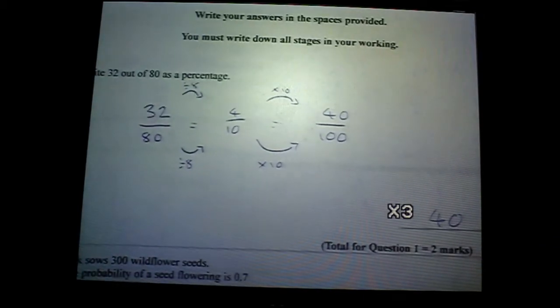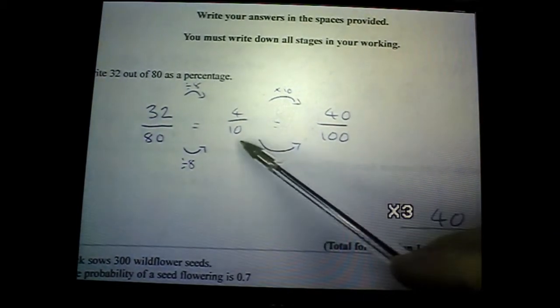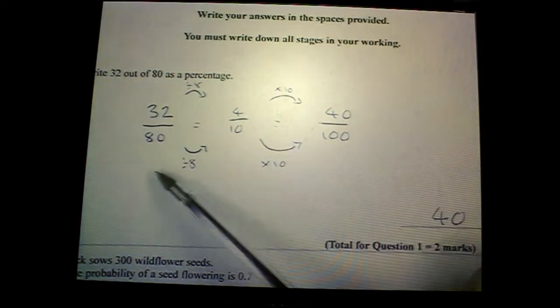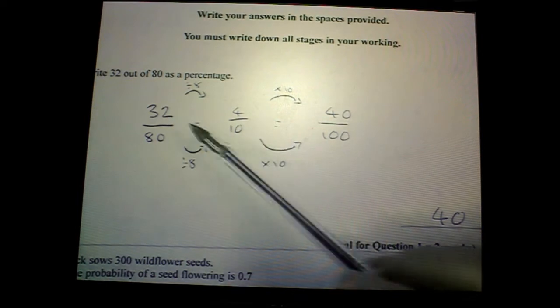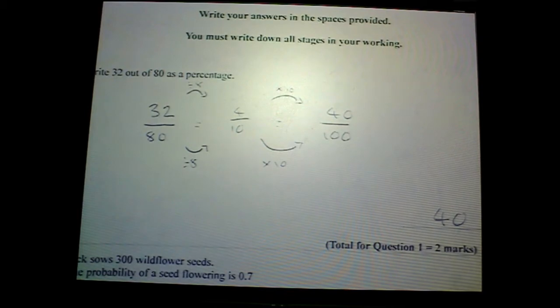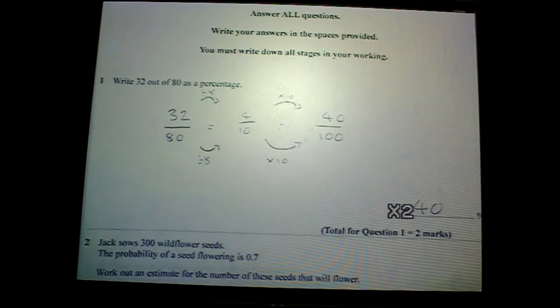I show my workings. All I've done is got 80 down to something over that goes into 100. So I divided by 8 to get it over 10. You could have divided by 4 to get it over 20, and the same thing with the top. And you multiply it up, it gets to 40 over 100. 40 over 100 is 40%, because percent means out of 100.